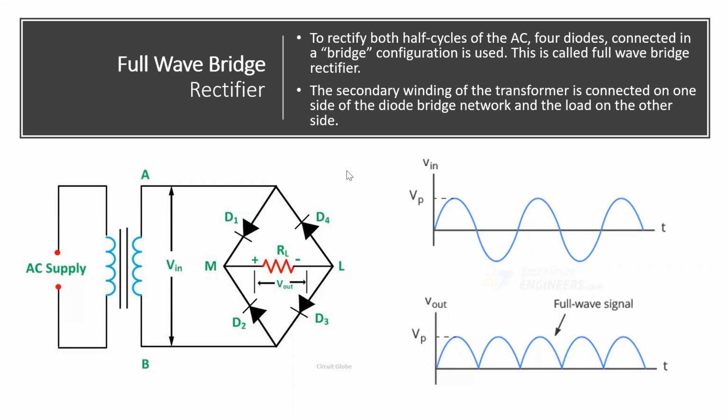Now listen carefully and try to understand how this works as a full wave bridge rectifier. Before moving to the next slide, I want you to focus on what you can see here. There is an AC supply, then you have a transformer, then there are four diodes connected in the form of a bridge, and the secondary windings of the transformer are connected to two ends of that bridge, and to the other two ends, a load resistance is connected. So is this diagram clear to you?